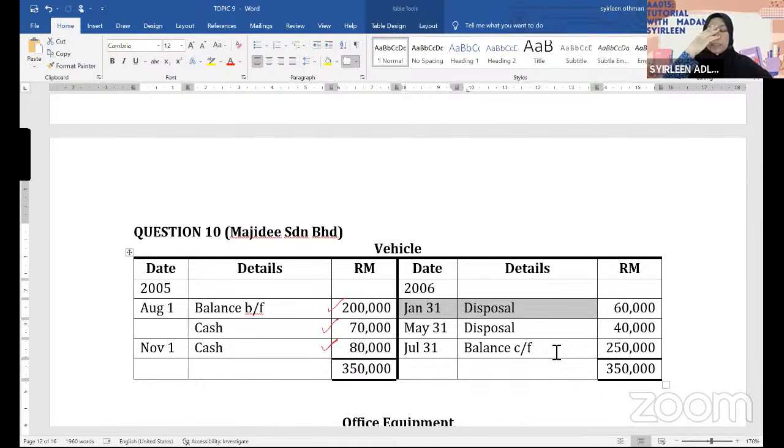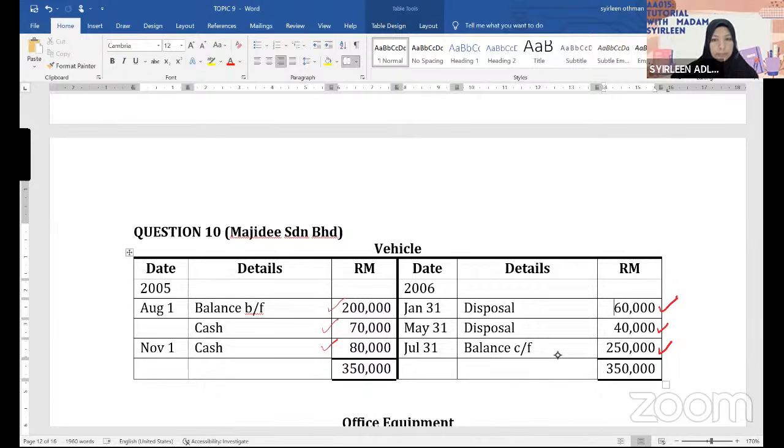Sebab certain student dia tak boleh imagine how to post the item straight away to ledgers without doing the journal first. Okay, alright, so now this is saya dispose semasa accident tadi when I close my accumulated depreciation, and this is when I already got the compensation, so I dispose the balance of 40,000. So your vehicles are the balance 250,000. Okay, so ini untuk vehicles.